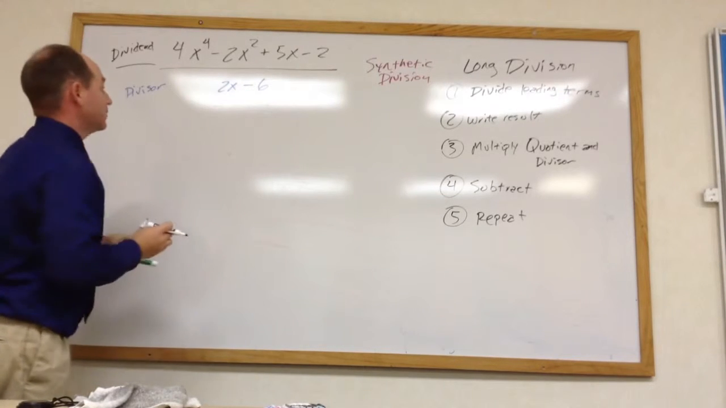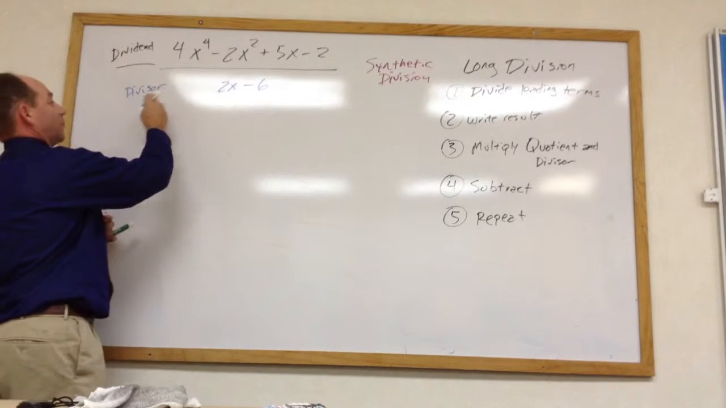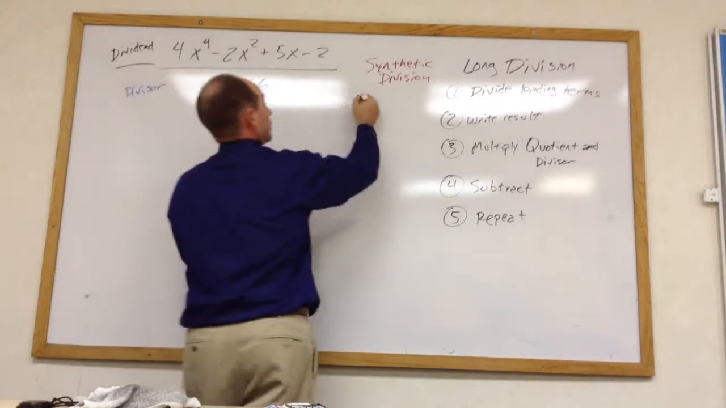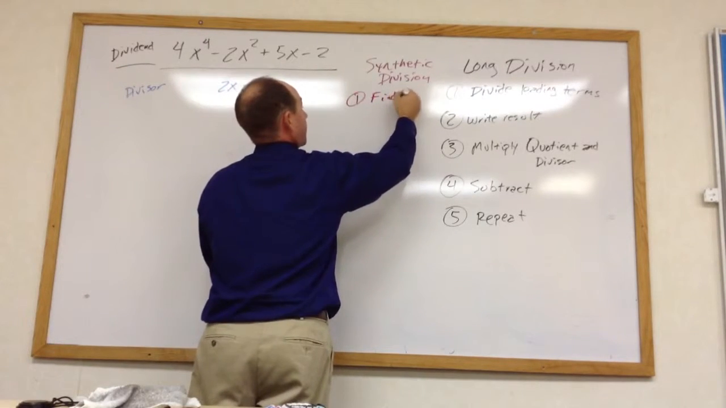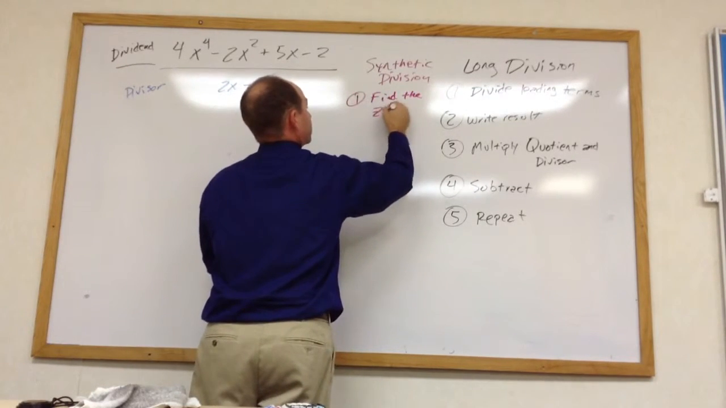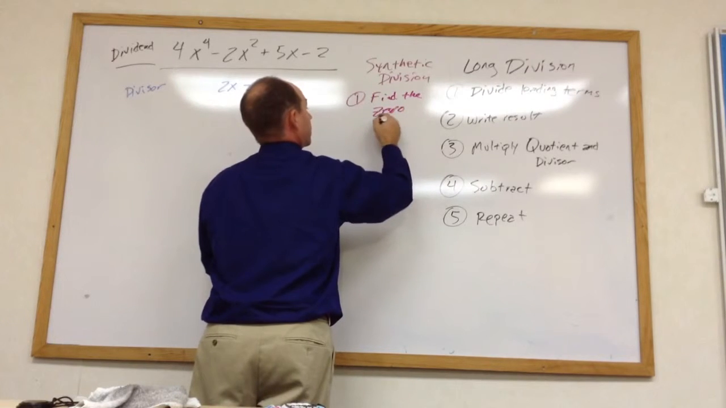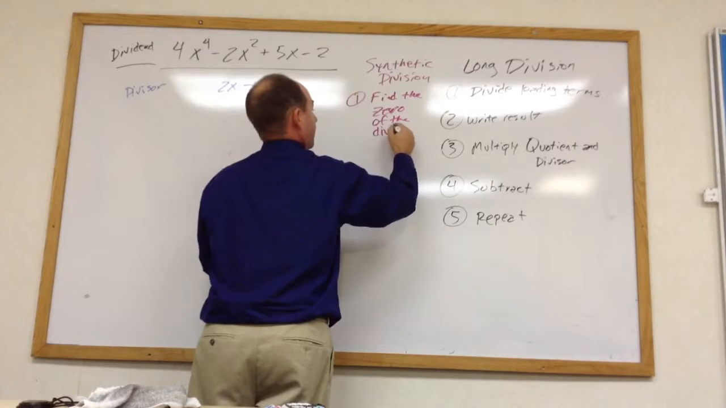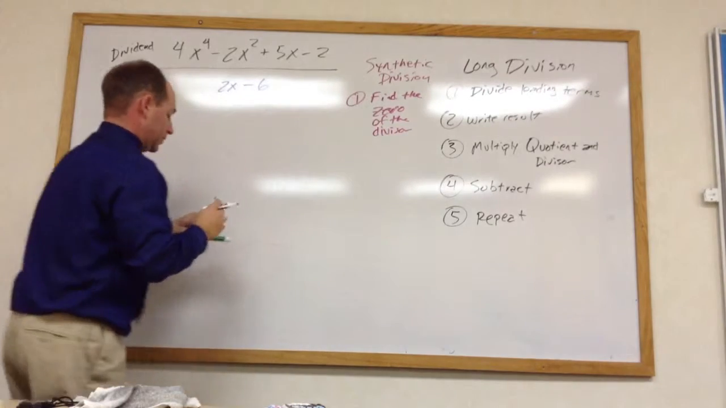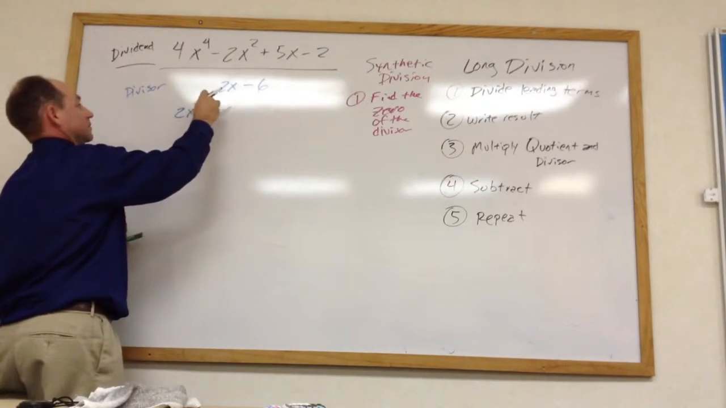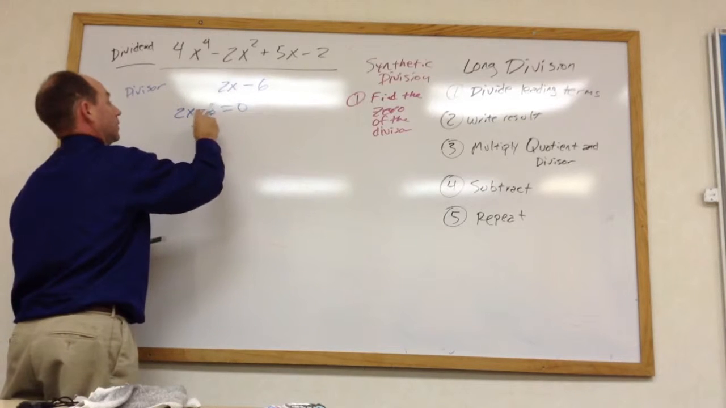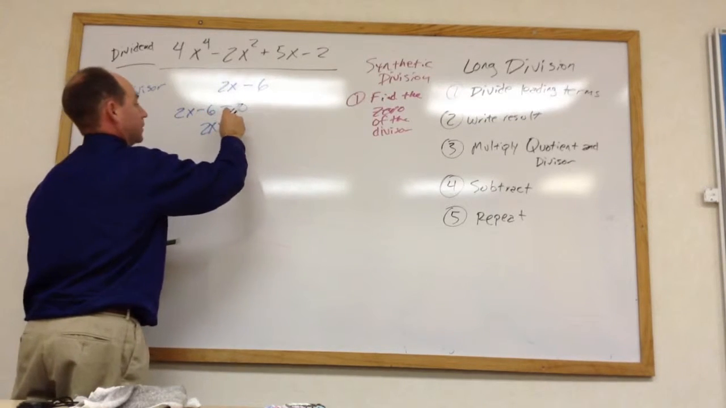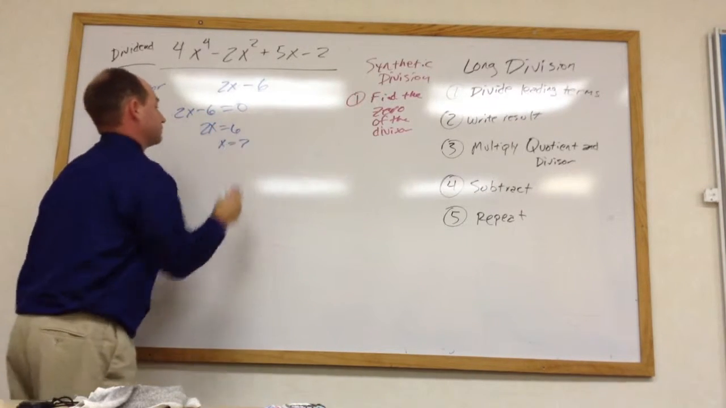Okay? So then, step 1 is I'm going to find the 0 of the divisor. So when does 2x minus 6 equal 0? That's when 2x is 6. That's when x is 3.